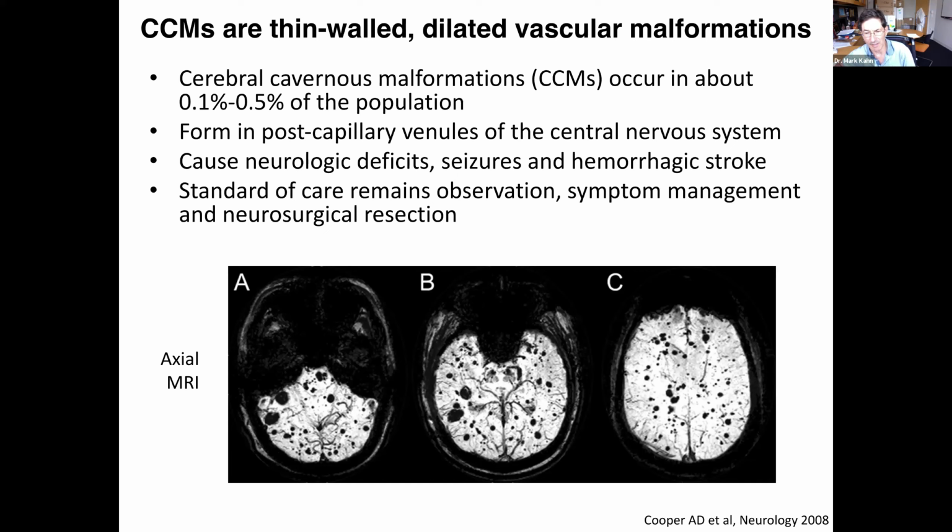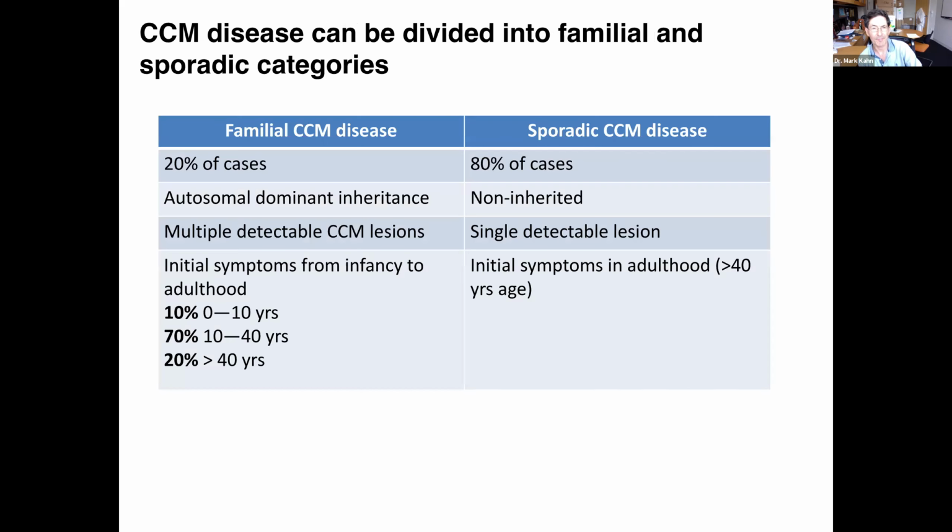Management of CCMs, and then Issam will no doubt talk more about this, remains pretty simple. It's mostly conservative, with the exception of neurosurgical resection of reachable lesions. And this is just an MRI of a patient with a familial CCM disease who has a large number of lesions. Many of you are already familiar with this, so we'll go through it quickly. The disease has been known by clinicians to be broken up into a familial form of the disease that is autosomally dominant in its inheritance pattern, and the more common sporadic form.